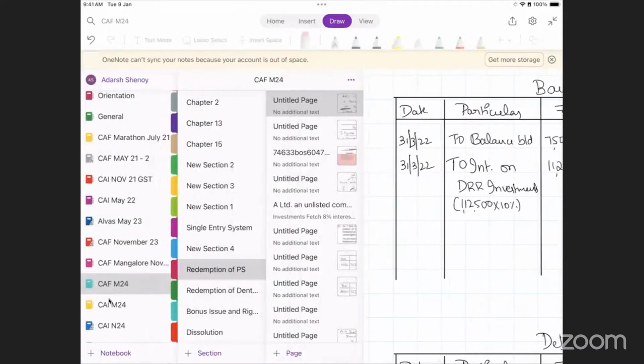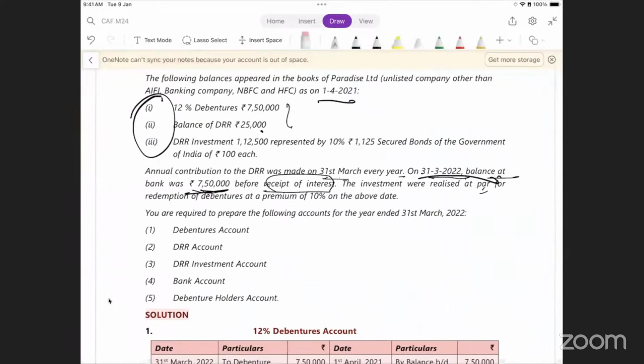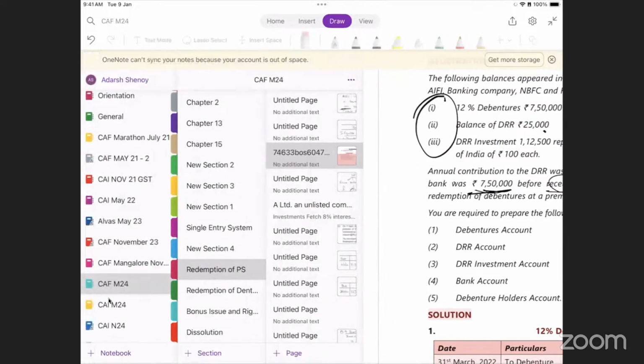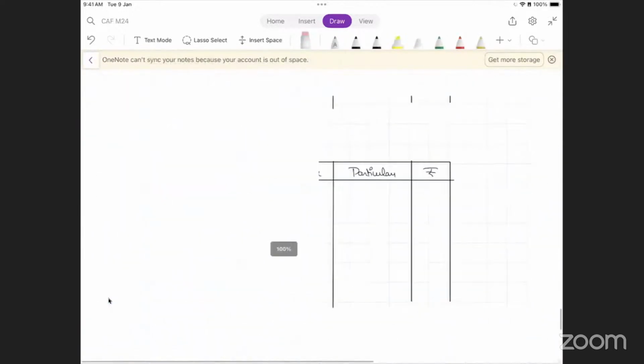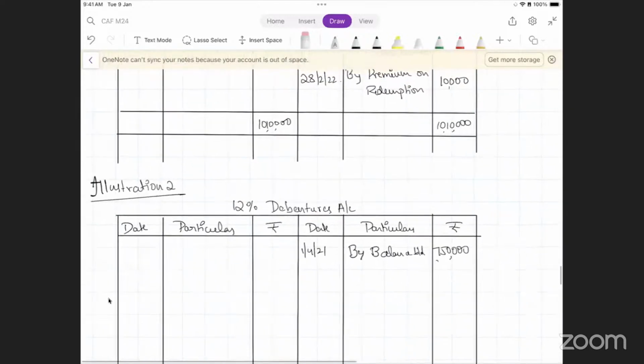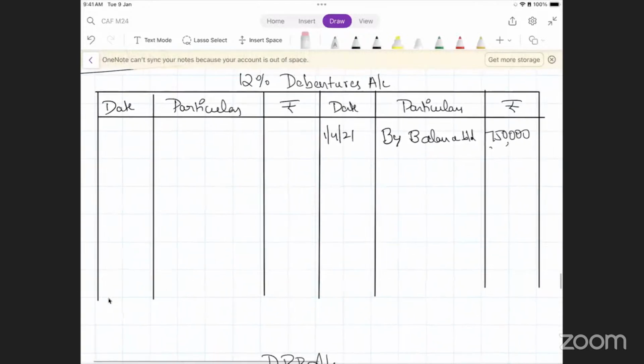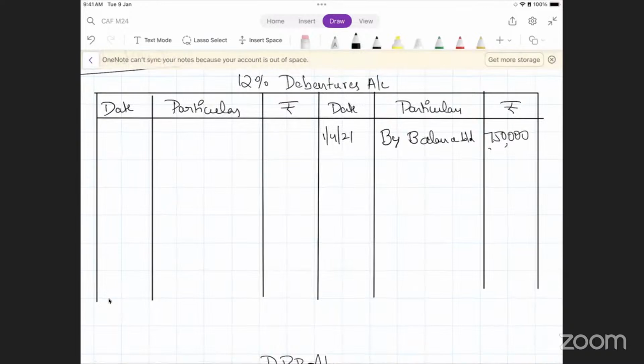Okay. Can we go to redemption now? The investments were realized in part for redemption of debentures at premium of 10% on the above date. Okay, let's go to redemption. In redemption there will be 5 entries, and we must give effect to all 5 entries. First one, to announce the redemption of debentures: 12% debenture account debit to debenture holders.